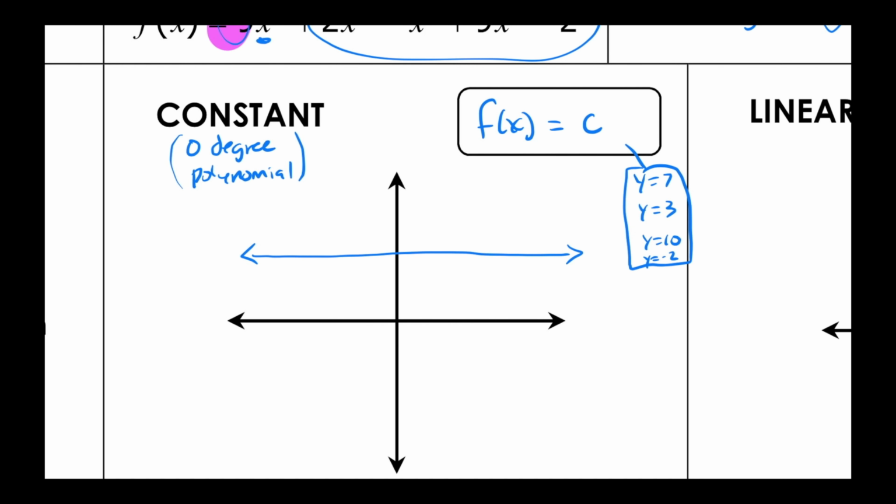Because remember, f of x, we talked about this yesterday, f of x means output. F of x means your y, right? So f of x just means a function, you do something to an input called x. Okay, and that output's just y. So you'll see y equals 7, y equals 3, y equals 10. You see there's no x, there's no variable, so that's a 0 degree polynomial. It's just a horizontal line.